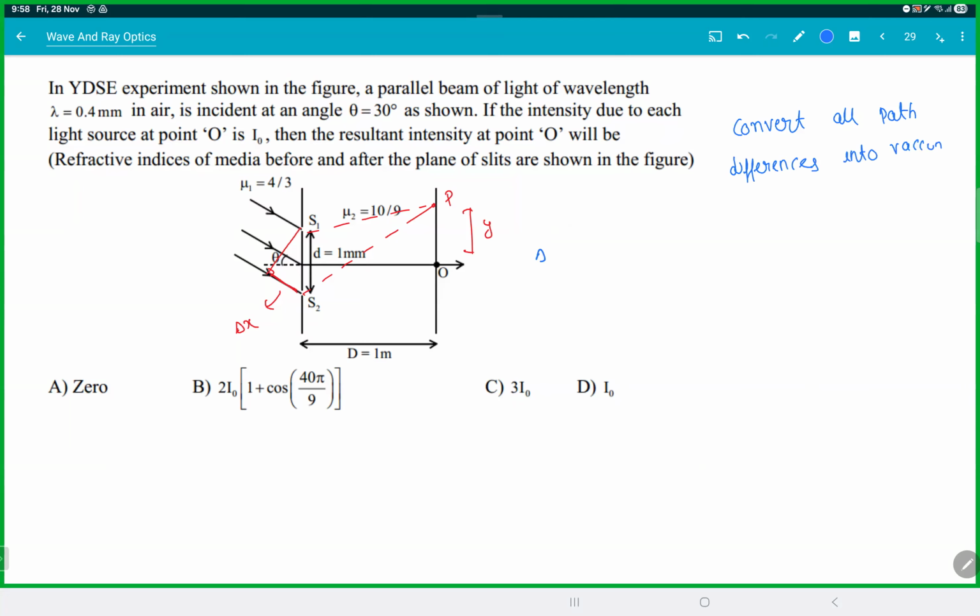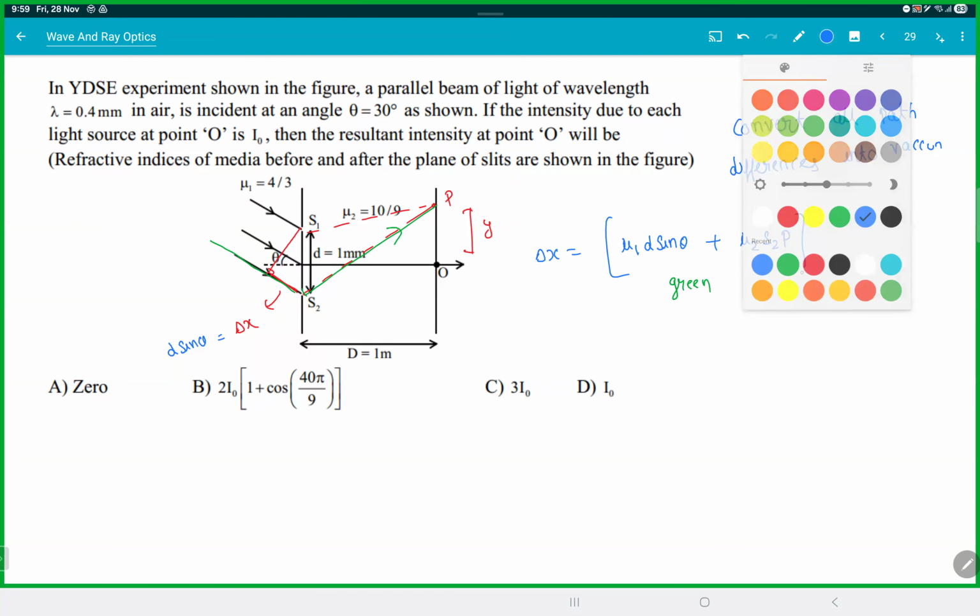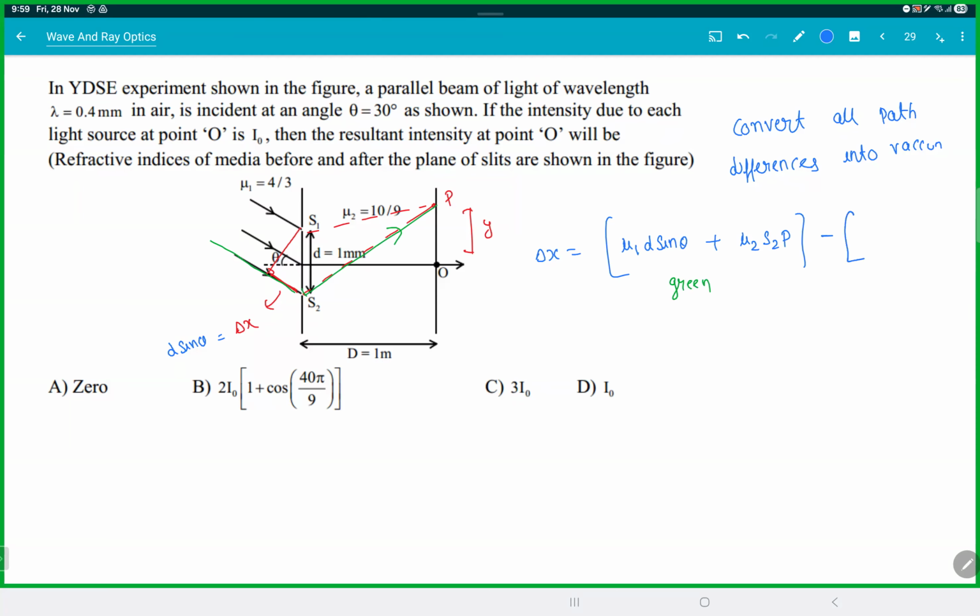Perfect. So when you're going to P, this delta x which I got, how much is that? This was d sine theta. But you're traveling in which medium? Mu1. So that will be mu1 into d sine theta. Then you started going from S2 to P, but in which medium? You're going in mu2. So mu2 into S2P. So this is one light ray which has gone down. I'll mark this in green color. Minus S1. Initially, there is no path difference. This thing traveled mu2 S1P. This is this sky blue thing.